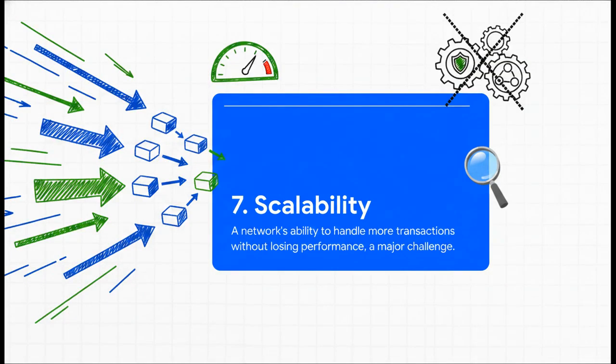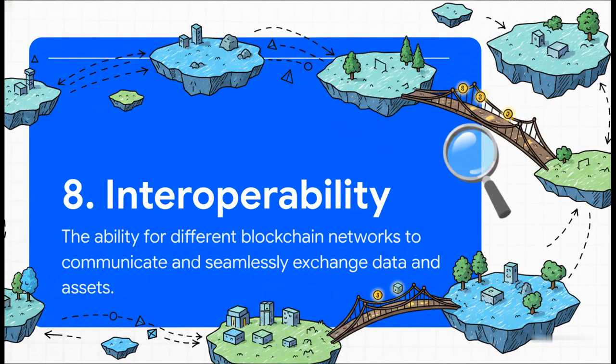Number 7 is scalability. And let me tell you, this is one of the biggest headaches in blockchain engineering. It's all about how well a network can handle a ton of transactions without slowing to a crawl. And there's this really tricky balancing act, because a lot of times, making it faster can mean making it a little less decentralized or secure. It's a classic trade-off.